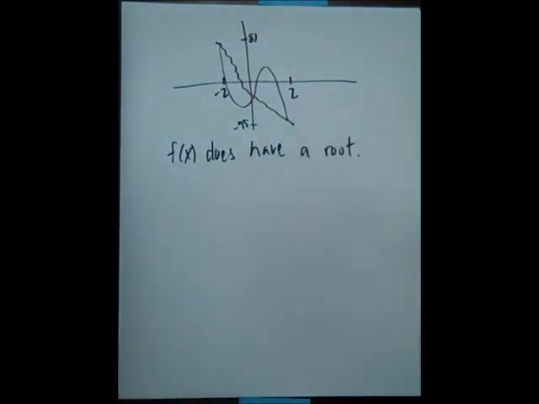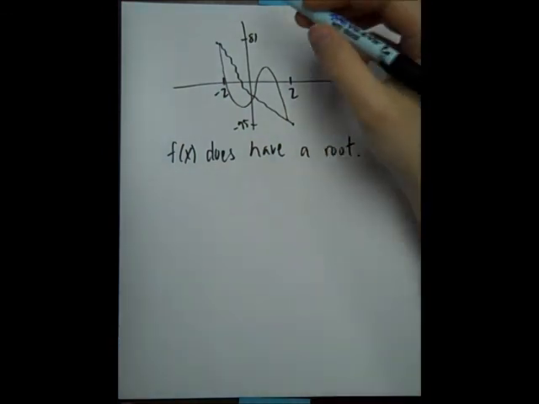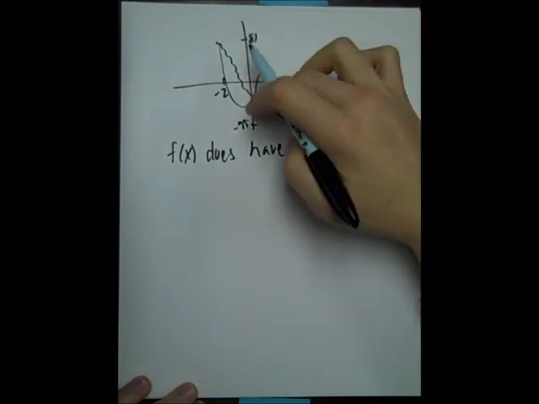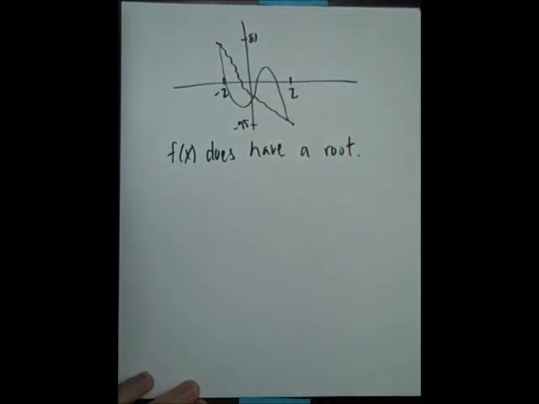Again, it might have more than one. We just showed that it has at least one, because f of -2 was positive and f of 2 was negative, so I had to go through the x-axis. So that's how you would use the intermediate value theorem to find roots.